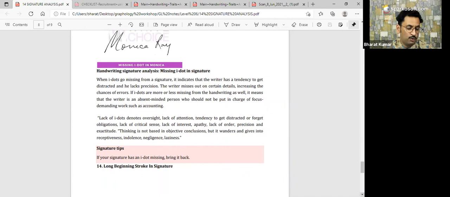Yes, now you can say. If the first letter is big, it shows hyper superiority, fake superiority, not listening to others. These kinds of tendencies are observed.